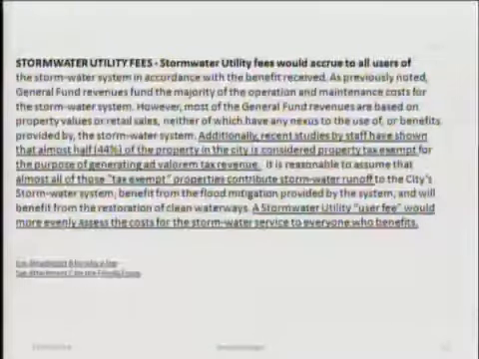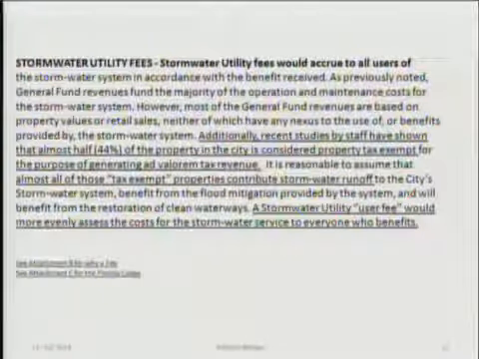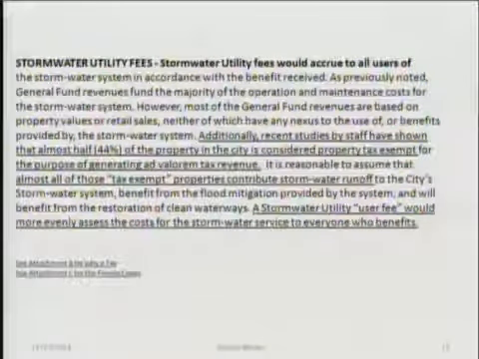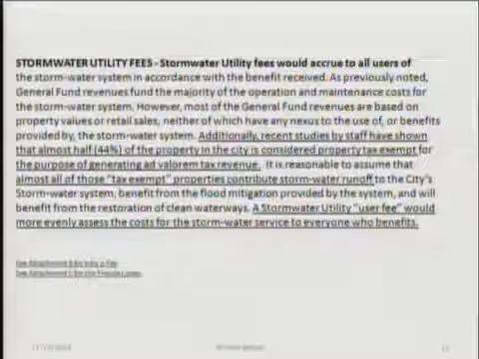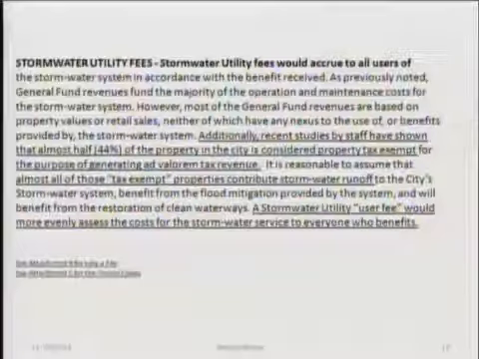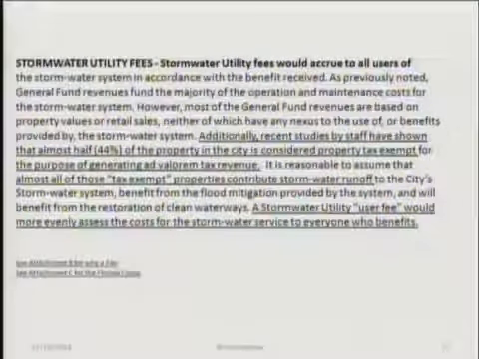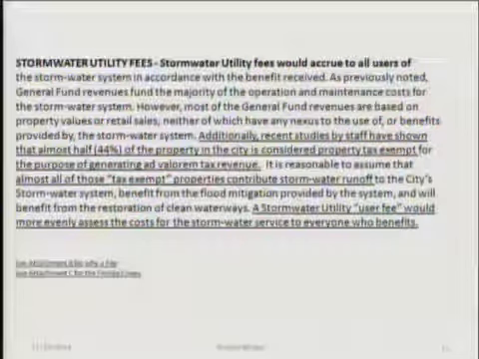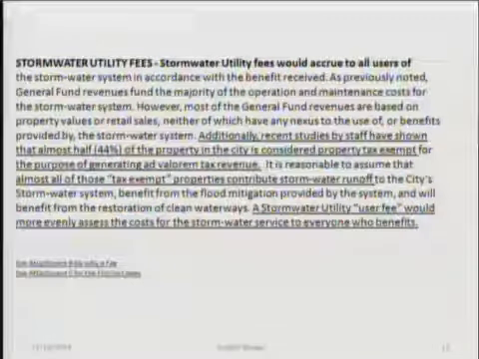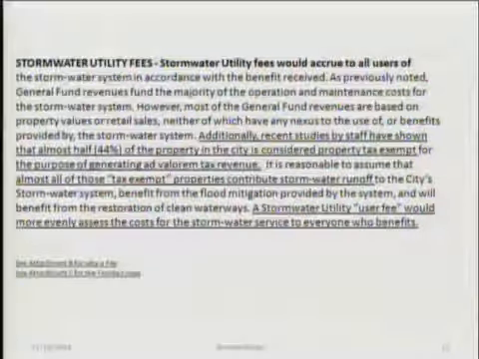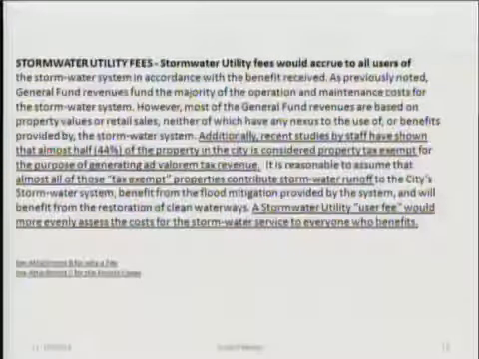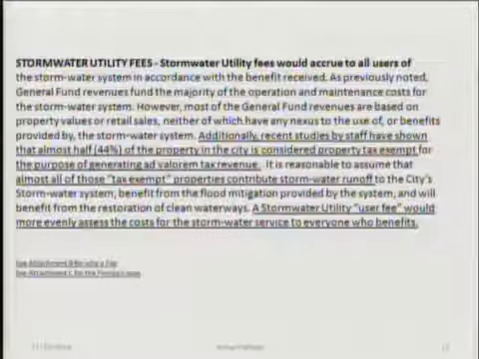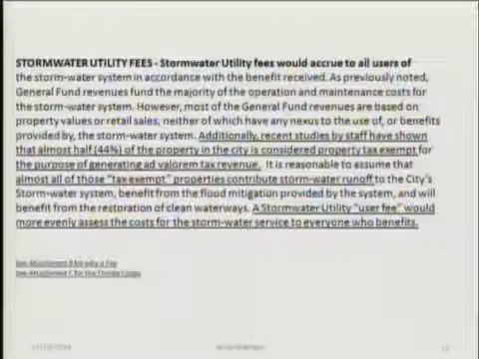Stormwater utility fees would accrue to all users of the stormwater system in accordance with the benefits received. As previously noted, general fund revenues fund the majority of the operations and maintenance. However, most of the general fund revenue is based on property values or retail sales, neither of which have any nexus to the use of or benefits provided by the stormwater system. Additionally, recent studies by staff have shown that almost 44% of the property in the city is considered tax exempt for the purpose of generating ad valorem tax. It is reasonable to assume that almost all these tax exempt properties contribute stormwater runoff.